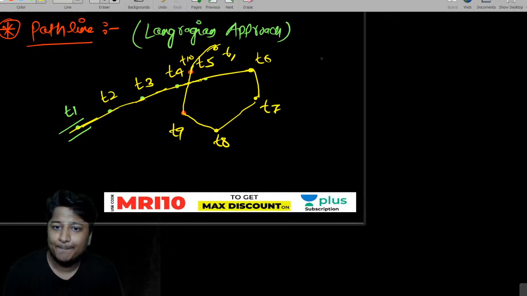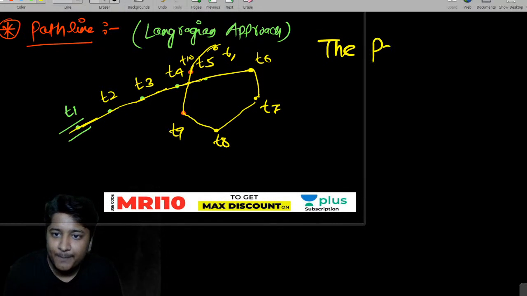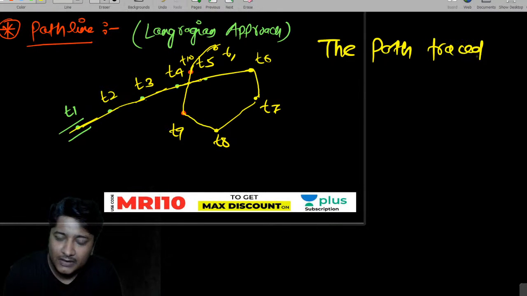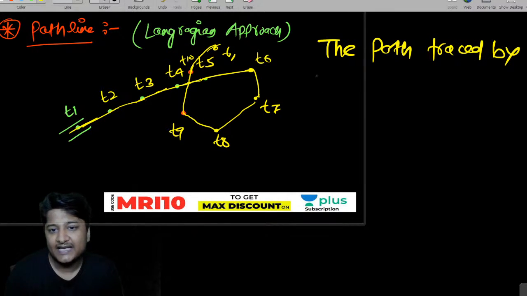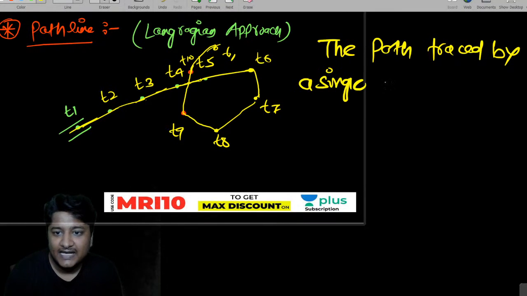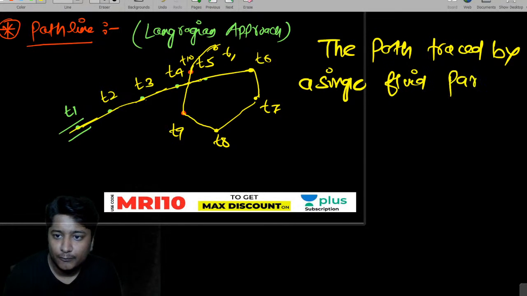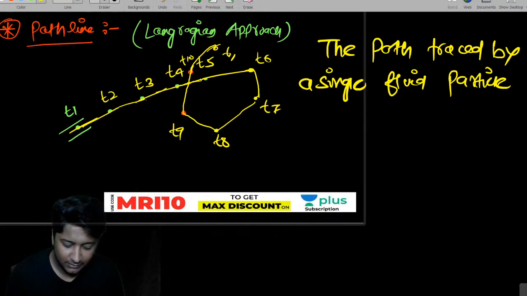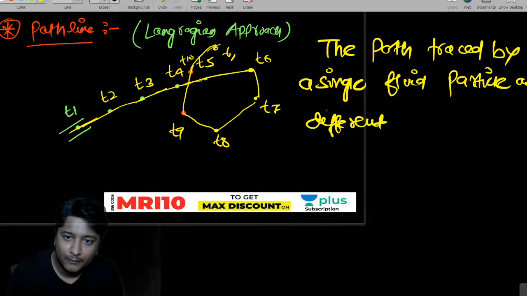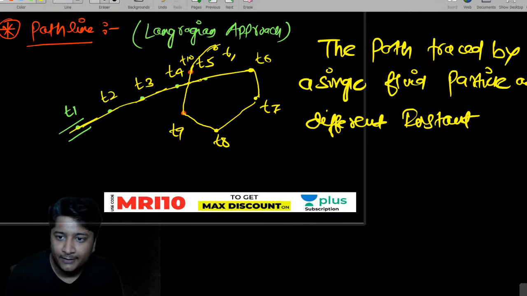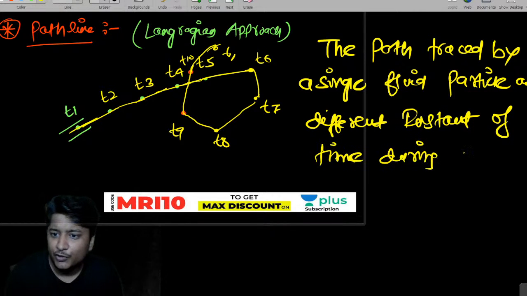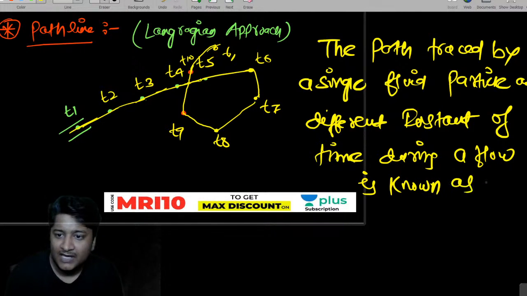Everyone write down: the path traced by a single fluid particle at different instants of time during a flow is known as pathline.